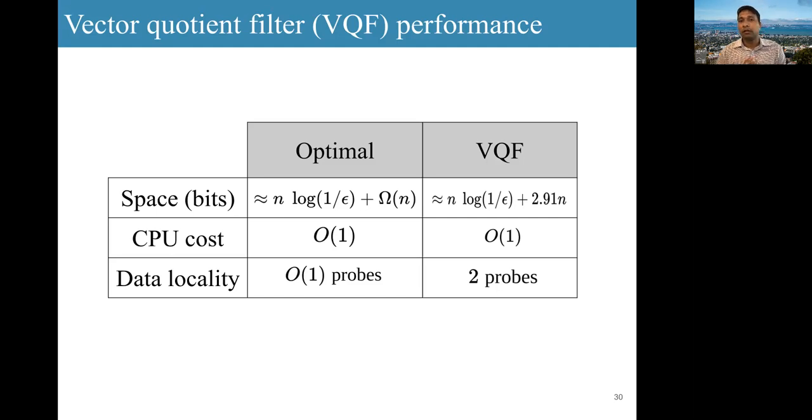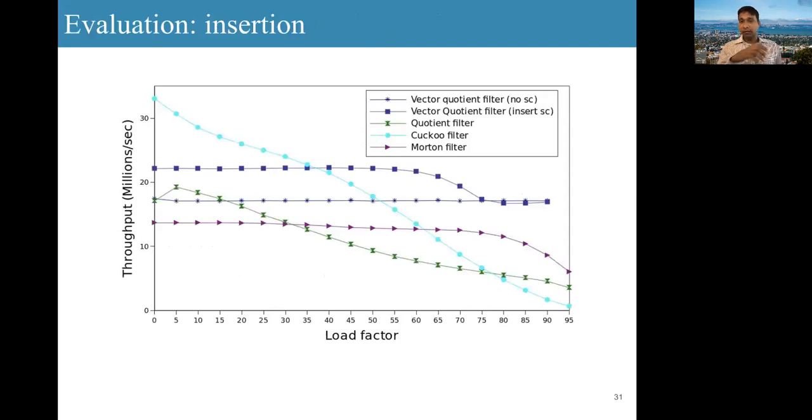And these theoretical performance results translate into actual performance empirically. Here we show that when we use the vector quotient filter, we can support constantly high throughput for the insert operation irrespective of the load factor. In the paper, we talk about an optimization in the vector quotient filter, which achieves even higher throughput for load factors up to about 75%. And then it flattens the curve and becomes the same as the vector quotient filter without any optimization.